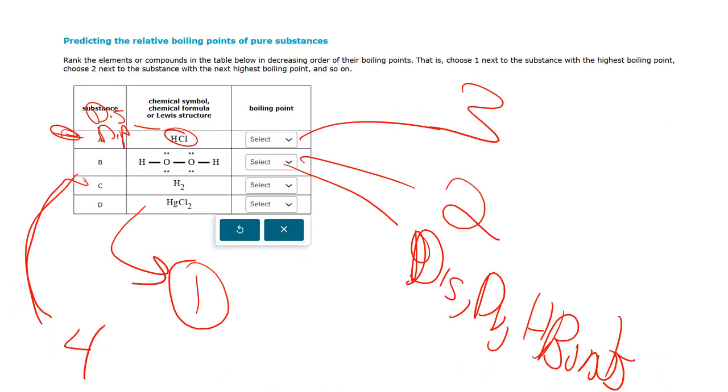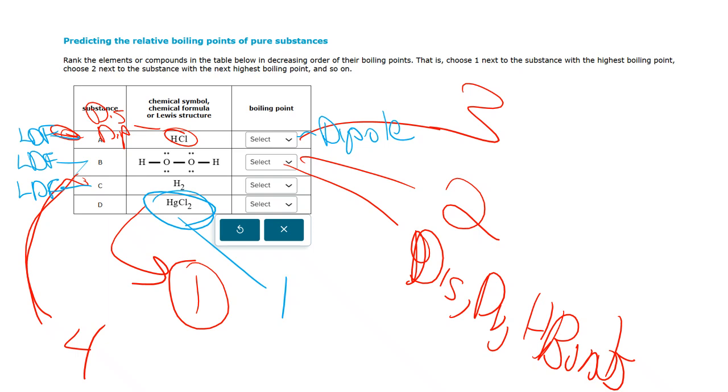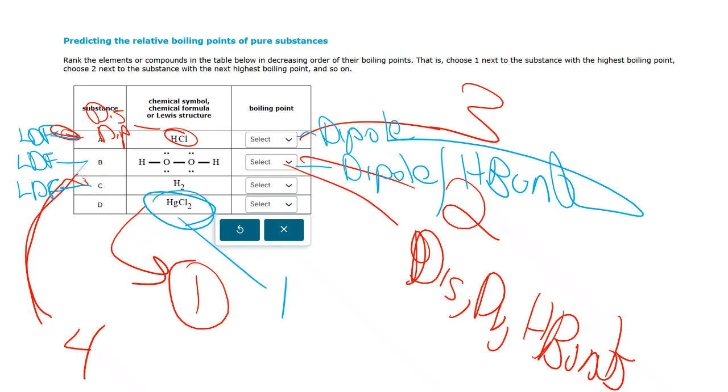So on this last slide here, I can't erase all this. So here we're looking for the ionic compound is going to have the highest. Then in blue, C just has dispersion. All of them have dispersion. Then HCl has dipole, but it doesn't have a H bond. The next one has dipole and H bond. Last one just says dispersion.